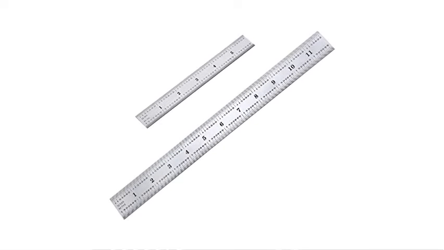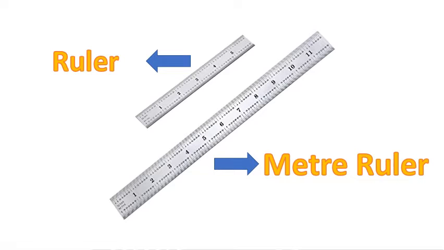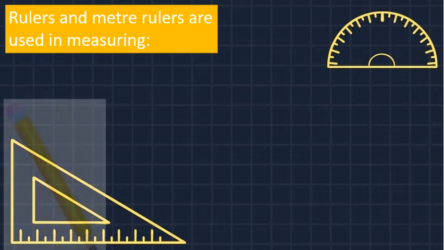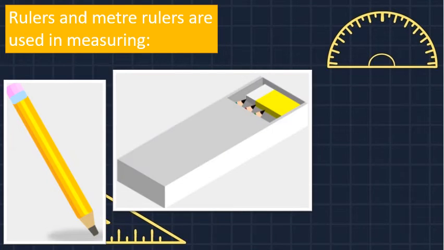This is a comparison of a ruler from a meter ruler. Always remember that a ruler is the small one or the shorter one, and the meter ruler is the one that is longer. It measures 1 meter. Rulers or meter rulers are used to measure the lengths of small and straight objects. For example, a pencil case, or a chair.